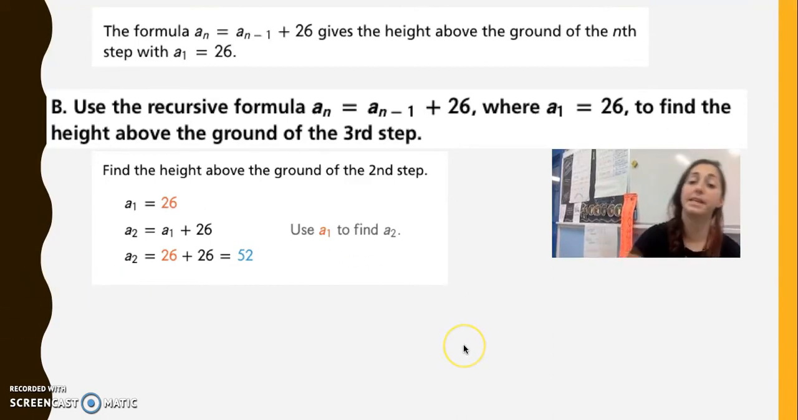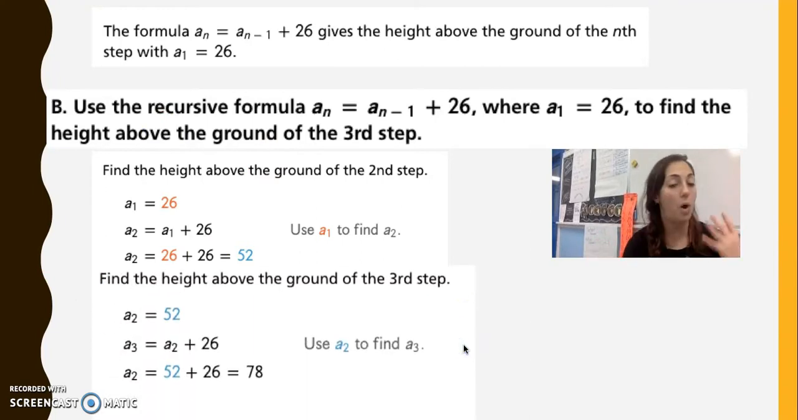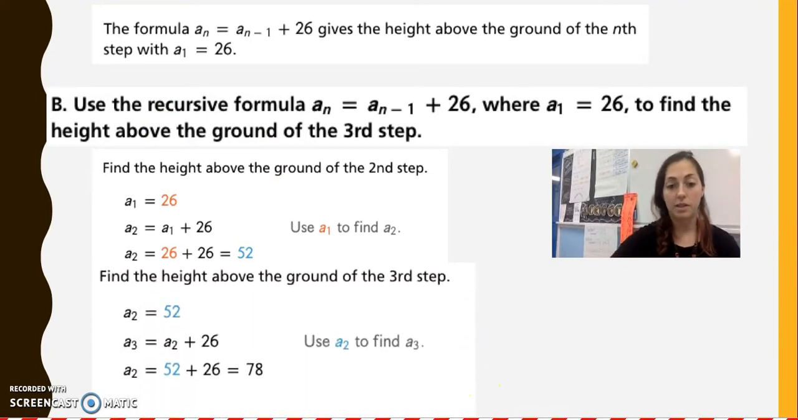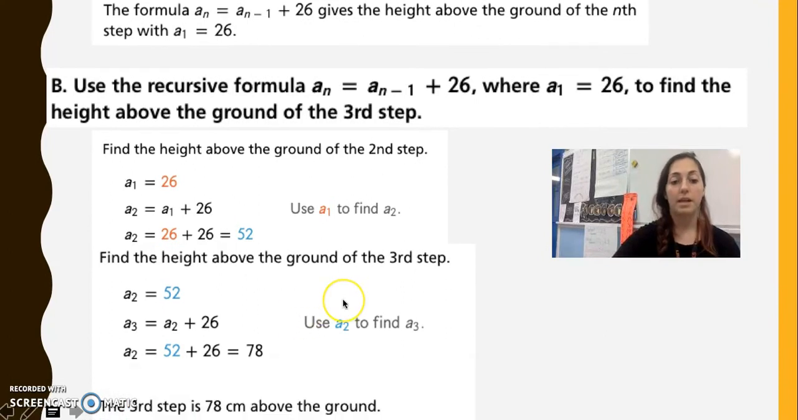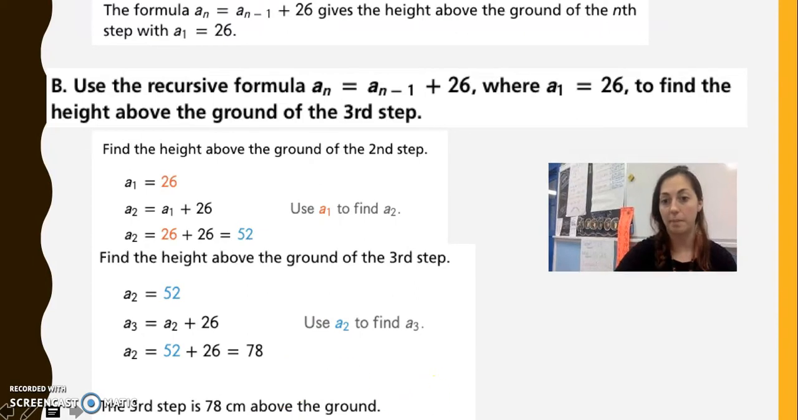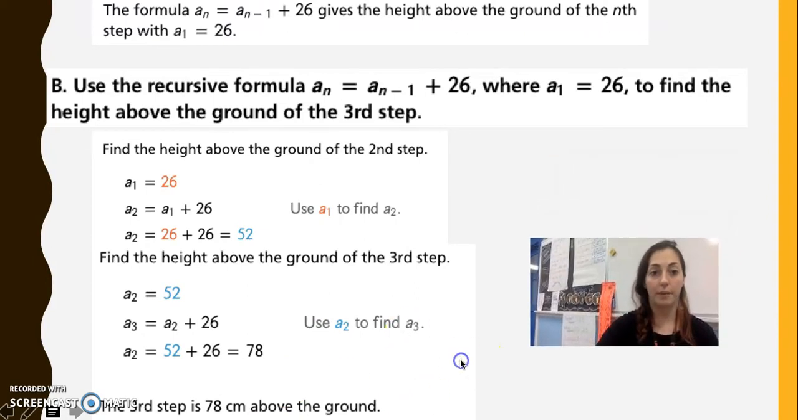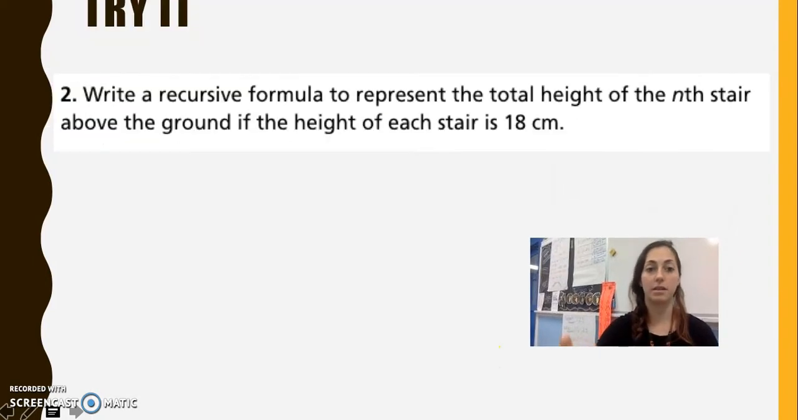So now that we know the second step from the ground is 52, all we have to do is add 26 to get 78. So that means the third step is 78 centimeters above the ground. That's what it says down here at the bottom. All right, great. What's next? Try it, pause the video, and then hit play.